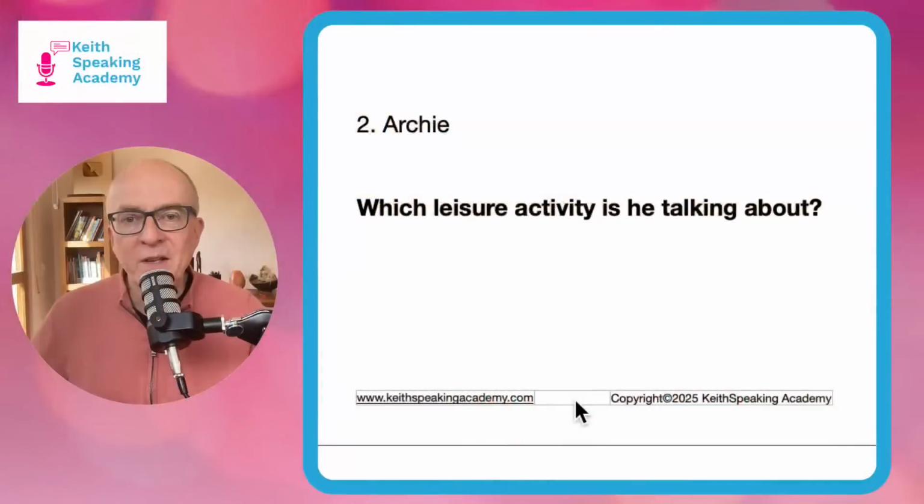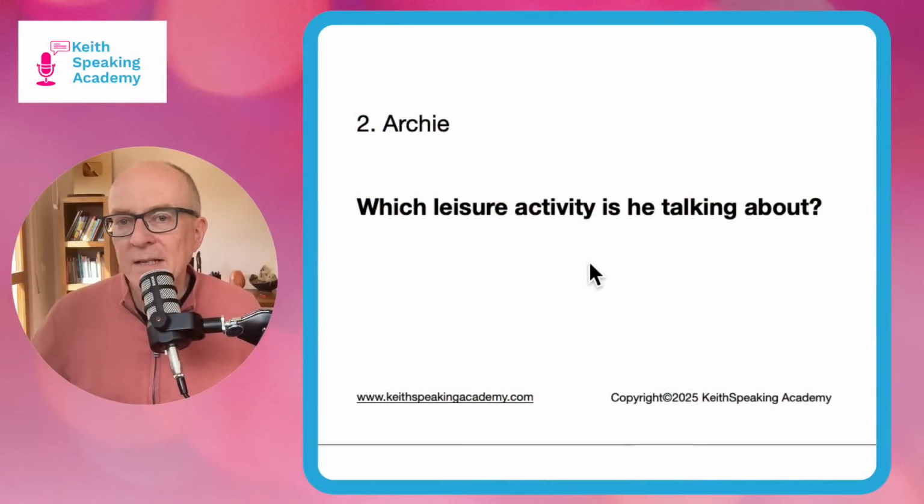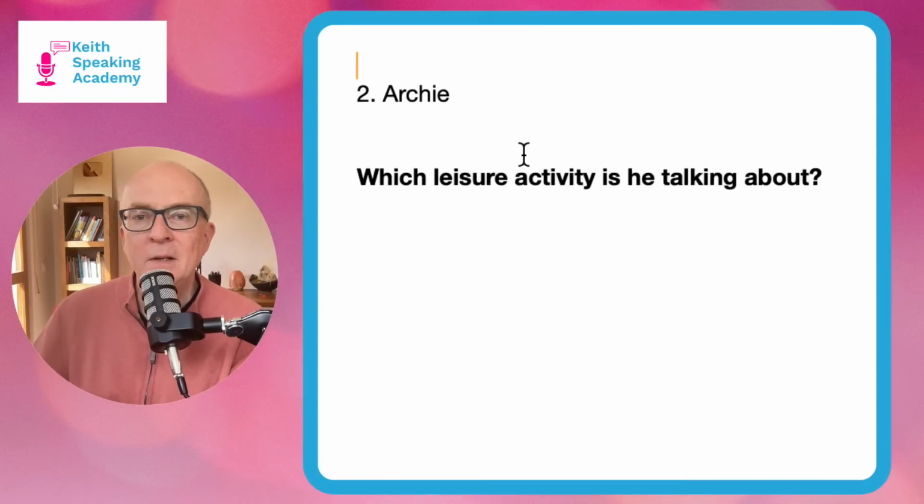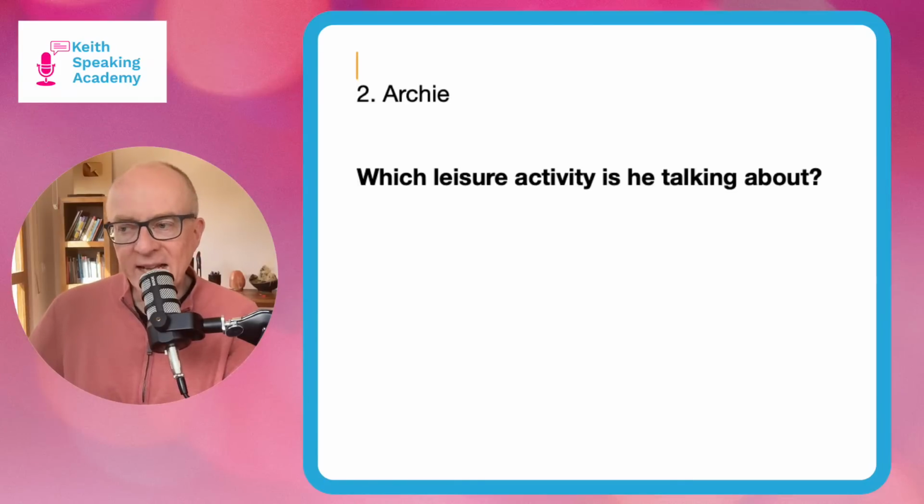We're going to do number 2, a different person, so we can listen to a different accent. This is a guy called Archie. Question again, which leisure activity is he talking about? Right, listen carefully. Here's Archie.